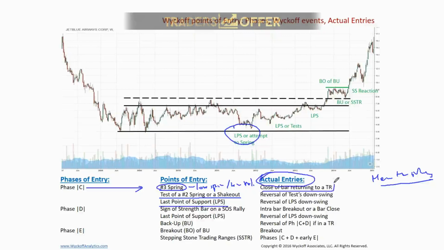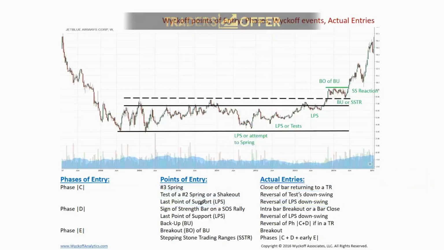At the close of the bar, returning to the trading range. Test number 2, the reversal of the test in the downswing. And then last point of support, just a reversal of the downswing of that last point of support reaction. Phase D, we could buy a sign of strength bar on a sign of strength rally. We can do this as a breakout trade or at the close.